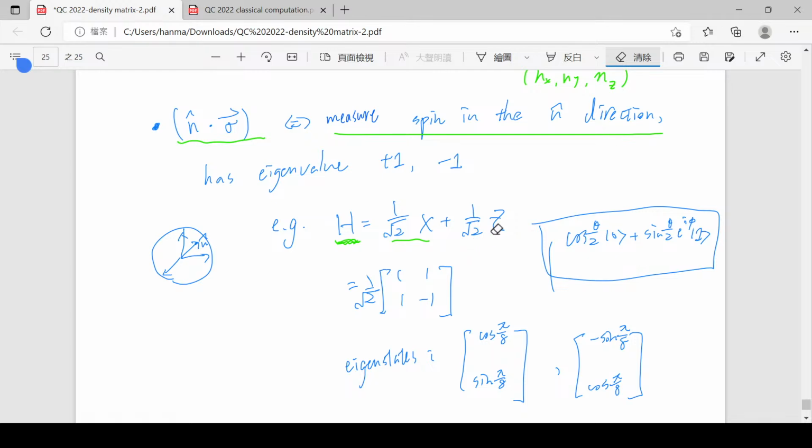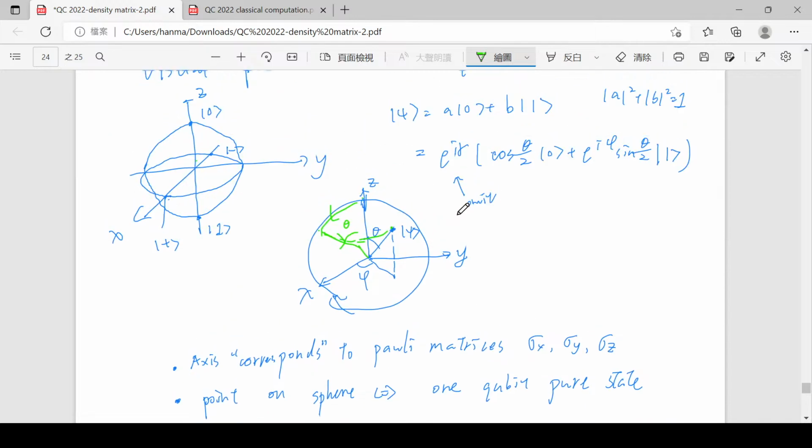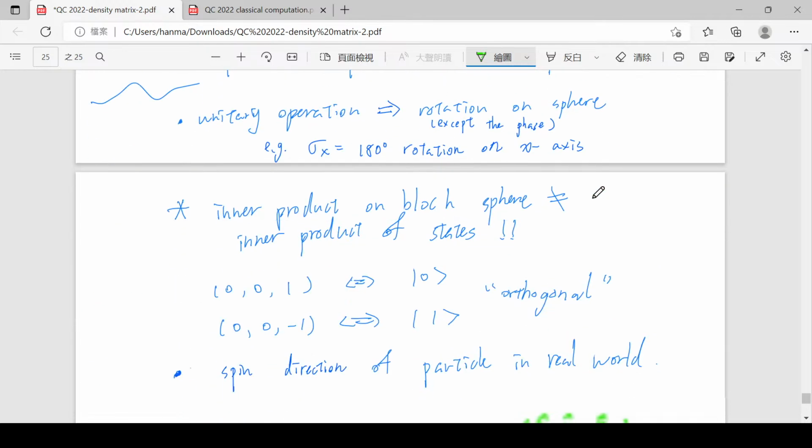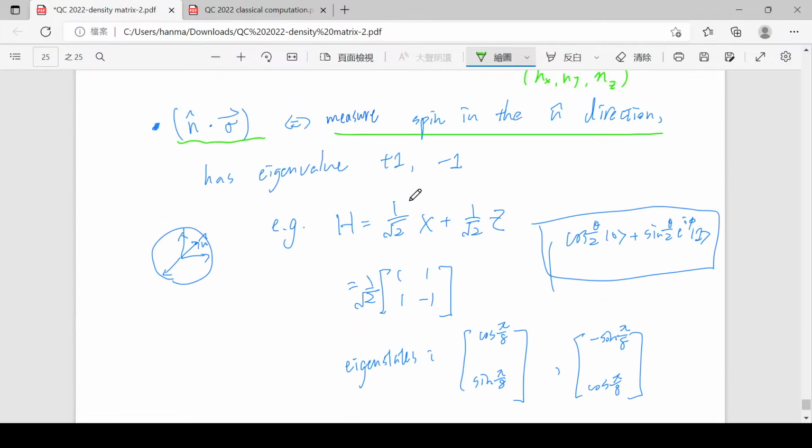Okay. And that's really nice. So from this, we know that it has eigenvalues plus 1 and minus 1. And also you can kind of see the eigenstate here, because this has direction 1 over square root 2 in x and 1 over square root 2 in z. So if we draw in our 3D picture, this x, y, z, then the Hadamard is pointing in this direction, right?